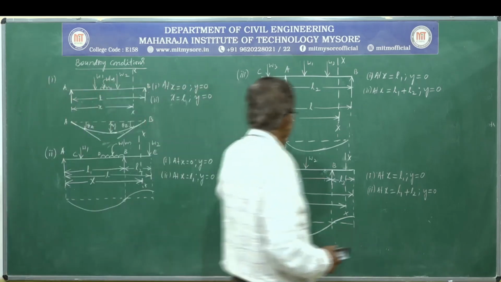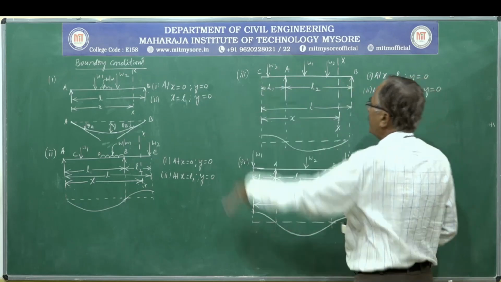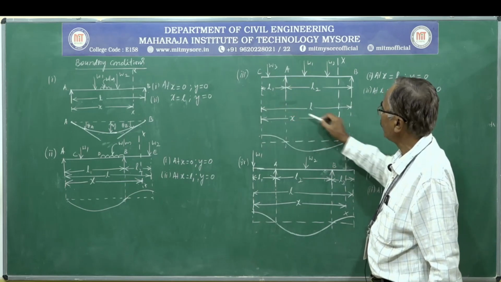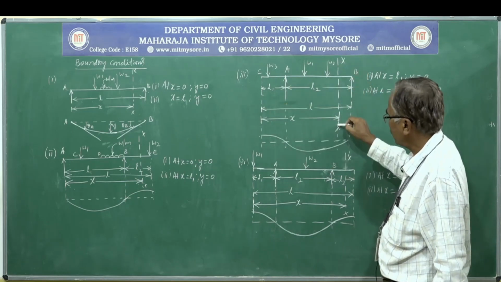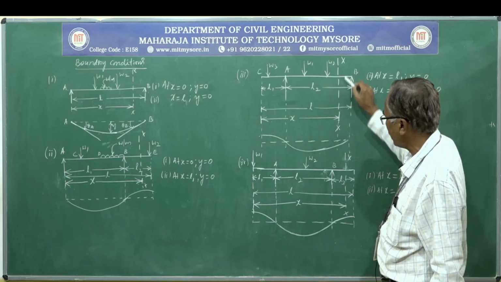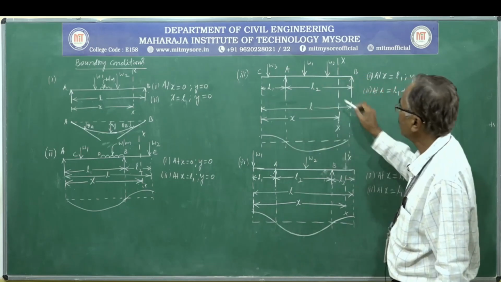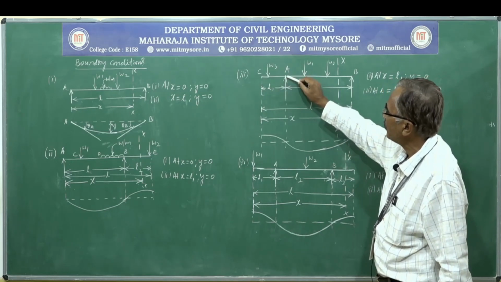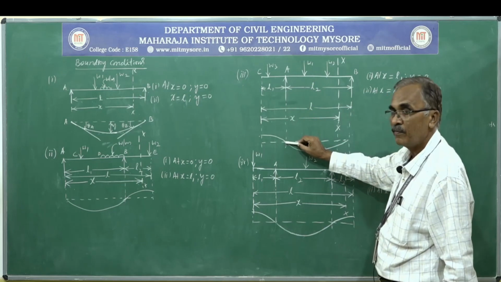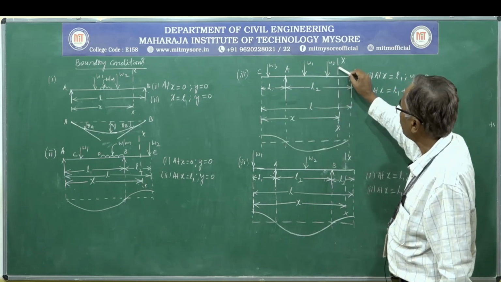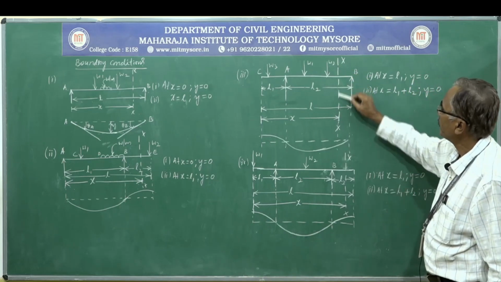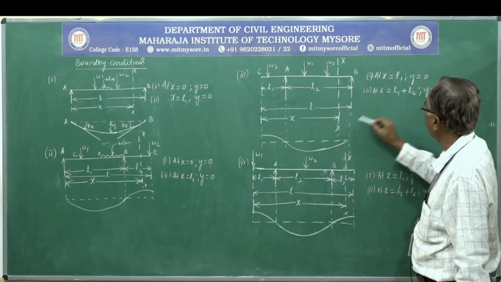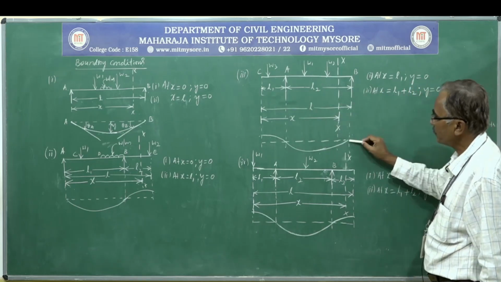Next, for the overhang on the left hand side, C is the origin, and x we have marked from the origin up to the last segment. We have selected the section in the last segment. Here also x varies from 0 to L. At x equal to 0, y is not 0, but at x equal to L1, y is 0, displacement is 0. Again, at x equal to L1 plus L2, y is equal to 0.